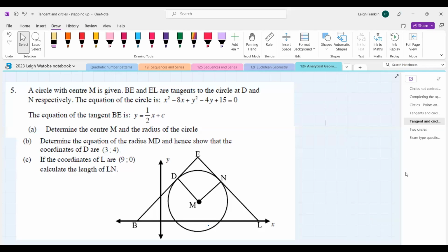Okay, so in this question, they tell us that the circle center is M, BE and EL are tangents to the circle at D and N respectively. They give us the equation of the circle in general form. They give us the equation of the tangent BE. They tell us that it's y equals half x plus c. Three questions. Determine the center M, the radius of the circle. Determine the equation of the radius MD and hence show that the coordinates of D are 3 and 4. Last question, if the coordinates of L are 9 and 0, calculate the length of LN.